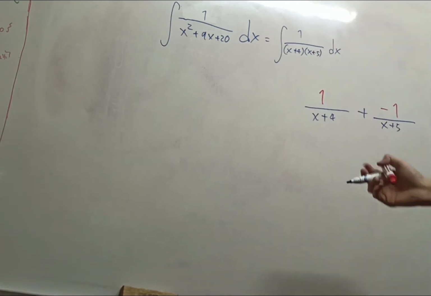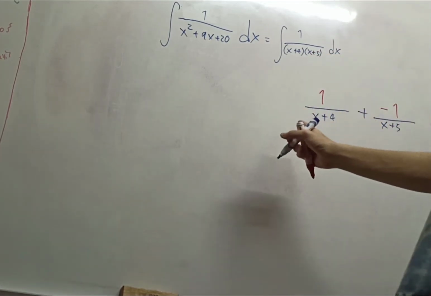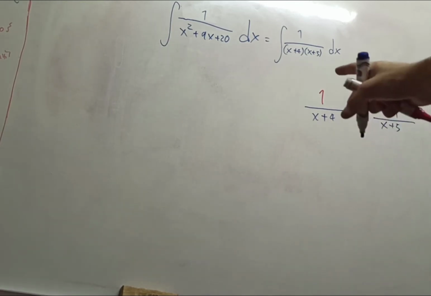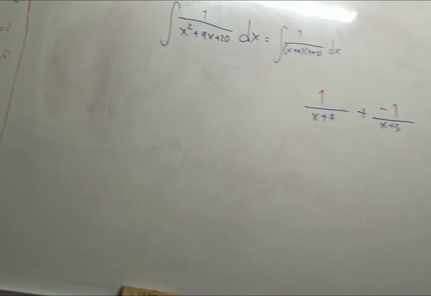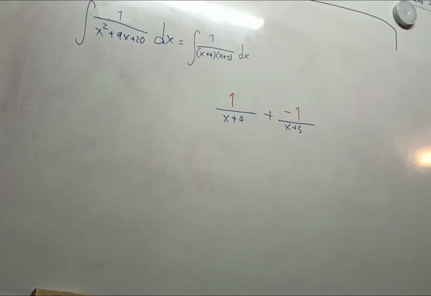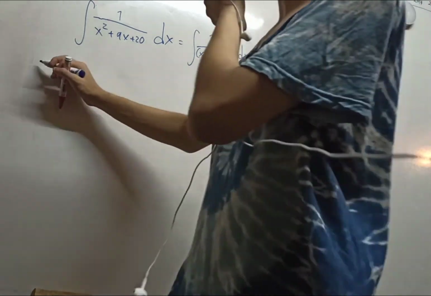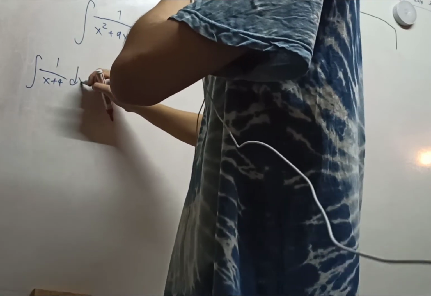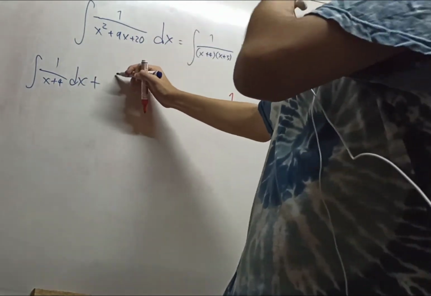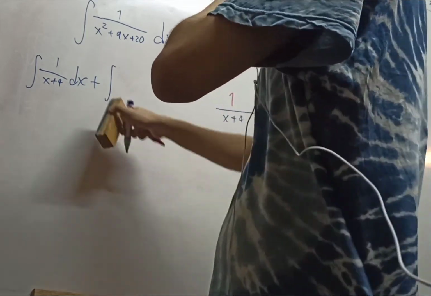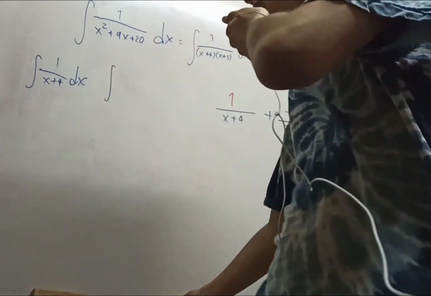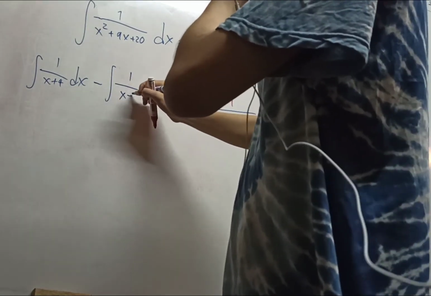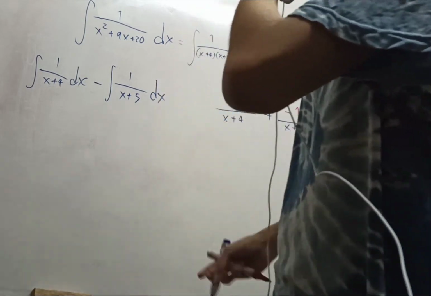this is easy now. Because if this is equal to this, we can just integrate each part. We can just integrate it like that. Okay, let me change the camera angle. There you go. So what do we do now? We just integrate 1 over x plus 4 dx, and then add to this one the integral of, actually minus, because this is a minus, minus 1 over x plus 5 dx, and done.